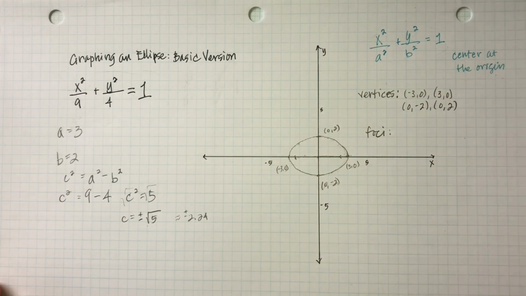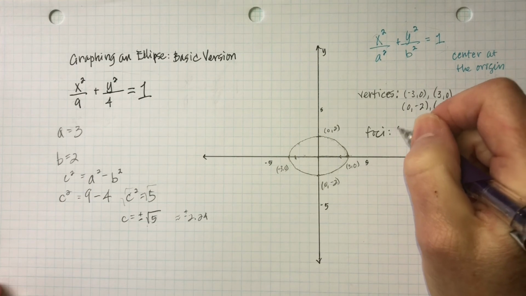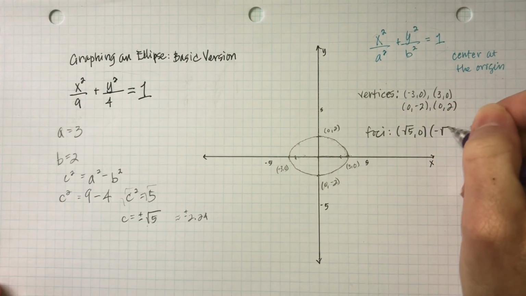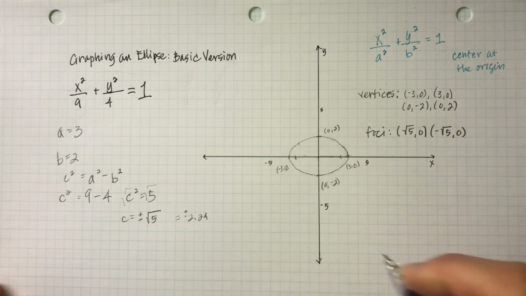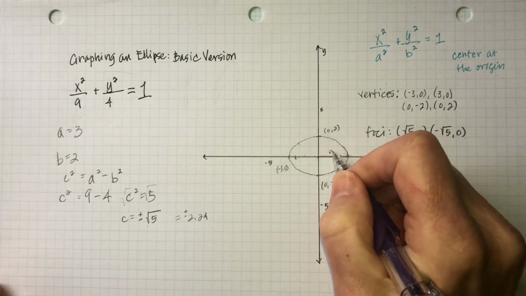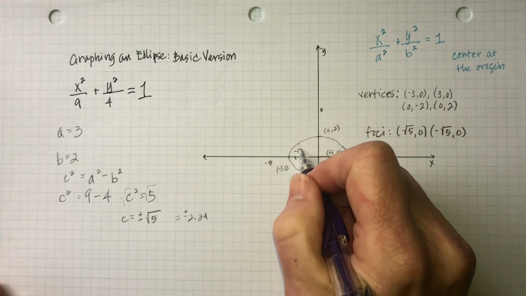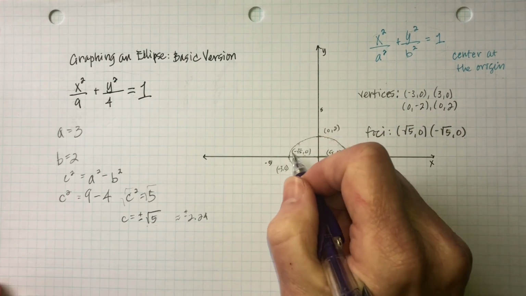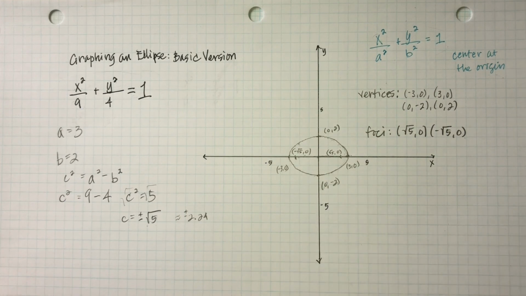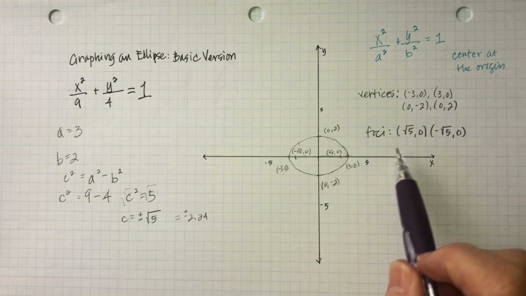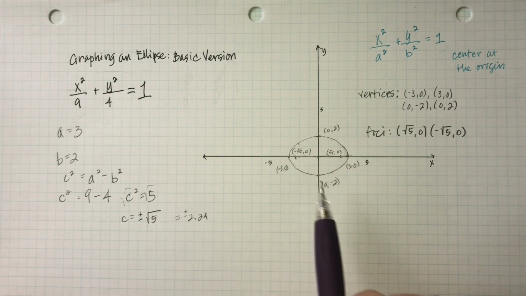So that will be (square root of 5, 0) and (negative square root of 5, 0). And I'll put that right there. I know that's really small, sorry, but that's where the foci are located. And again, you just want to use a calculator to get an idea of what that is. But when you list those, please use the radical form, not the decimal form.